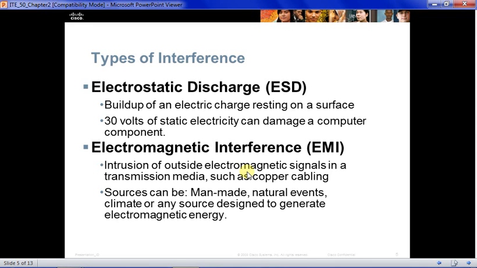EMI is usually caused by other things. It can be caused by electromagnetic signals in transmission media, such as copper cabling. The sources can be man-made or natural events, and such things as fluorescent lighting and radio waves can interfere with how our computers operate.